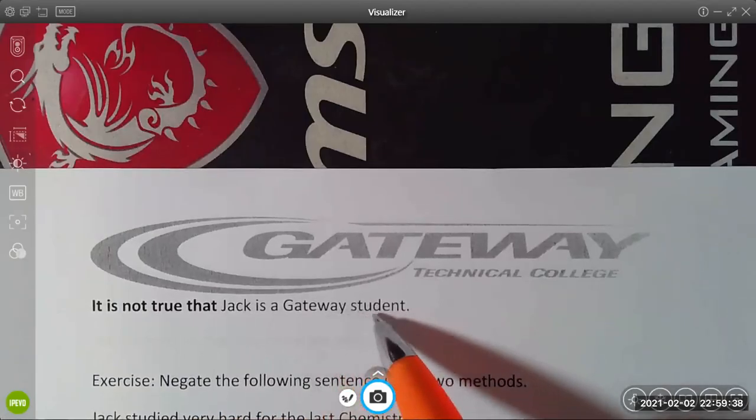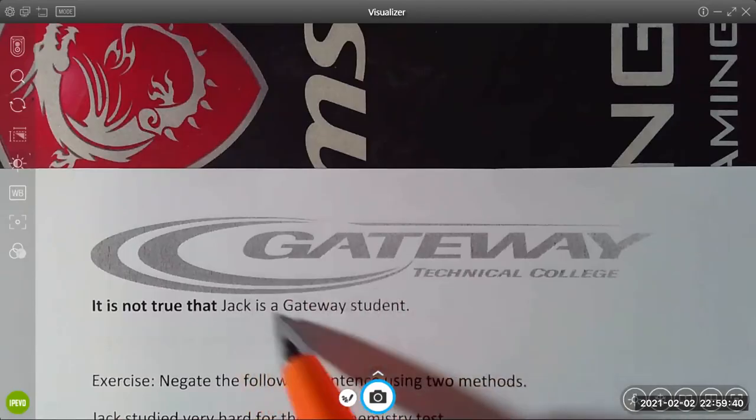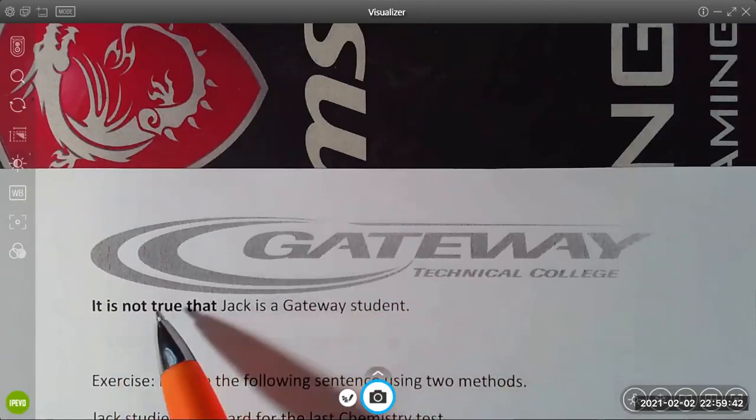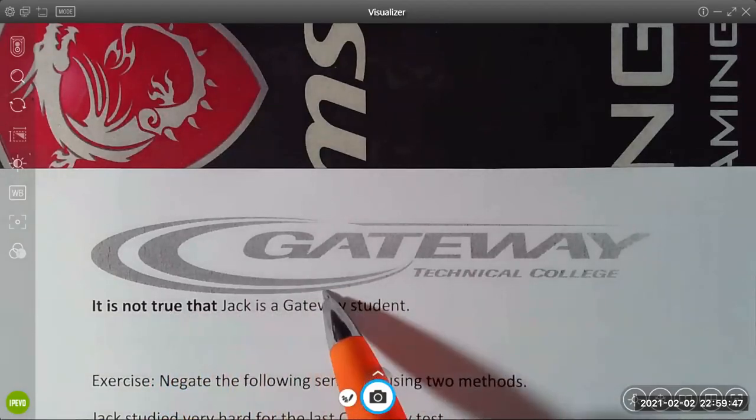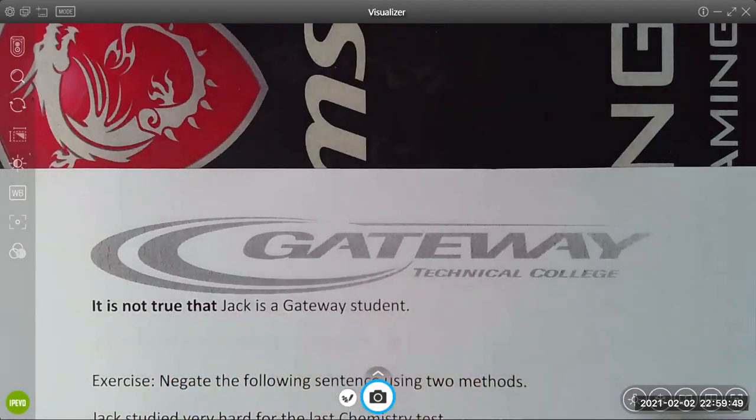In other words, we don't really care whether the original statement is true or not. If this is true, this is going to be the opposite of that. If this is not true, then this is the opposite of that. Always the opposite of the original.